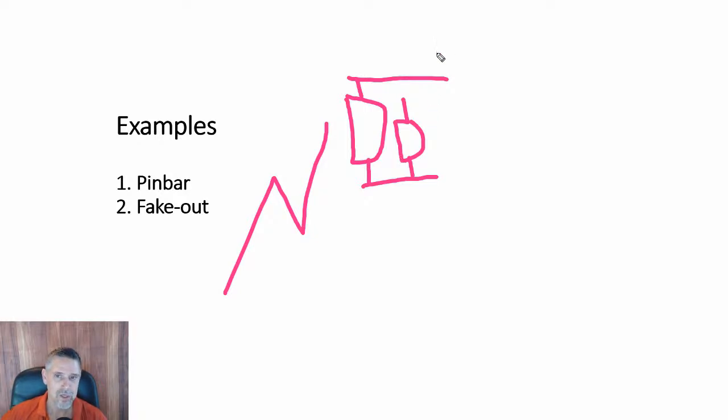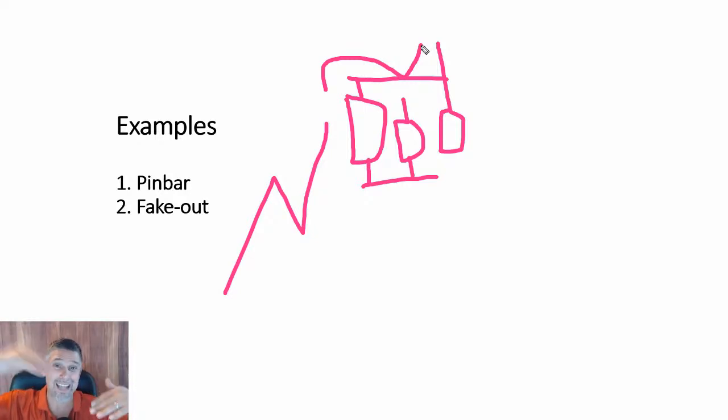A fake out looks like this, where price pushes up through the day. Those trading that breakout, their buy stop orders, are getting filled, and then institutions come in and spank them and push it down. This is a fake out. This is a bearish fake out. If I see this bearish fake out at resistance, you better believe I'm moving my stop loss up, and these people are getting stopped out.